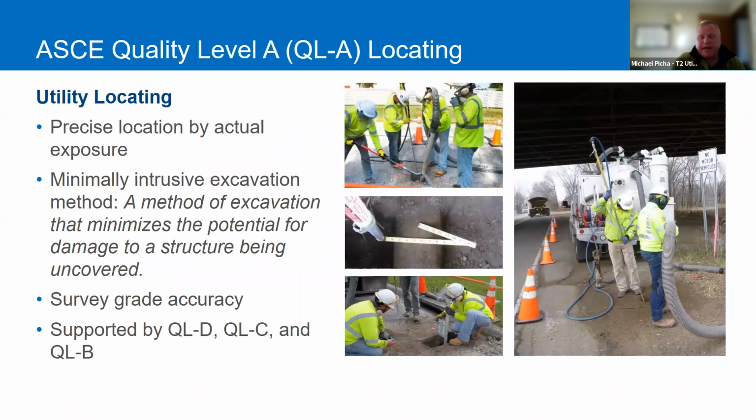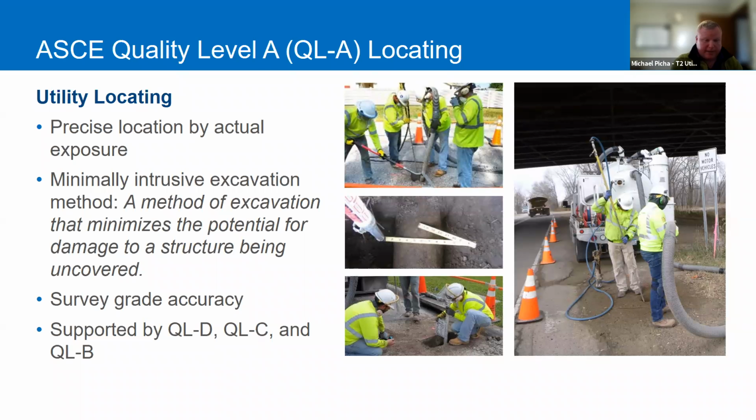Quality level A locating is the next level that we have. Once we get into certain projects, we'll do all the designating and map this out, which I'll show on the next slide. We can do precise exposure of the utility. We have our own equipment and we use air. I understand there's water as well that you can use, but we use air with ours. It's a minimally intrusive excavation method that does not damage the facility itself.